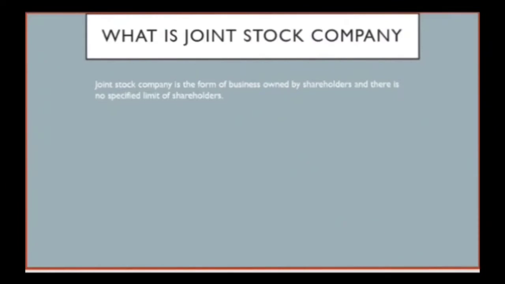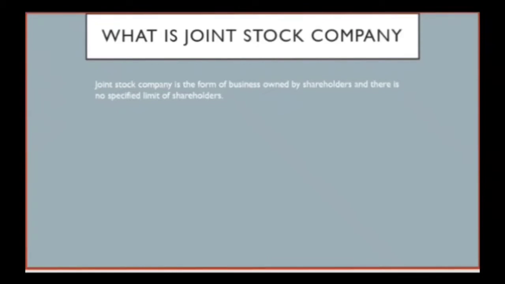What is a joint stock company? A joint stock company is a form of business which is unlike a sole trader and partnership. In sole proprietorship, there is only one owner and he does not share the profit with anyone. In partnership, there is a limited number of partners and they share the profit among them.